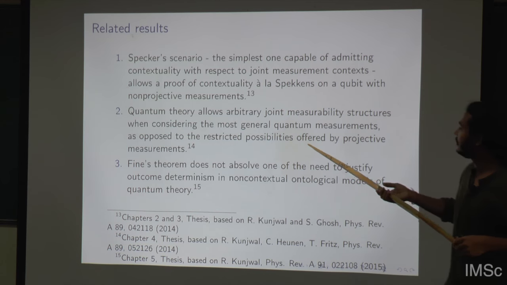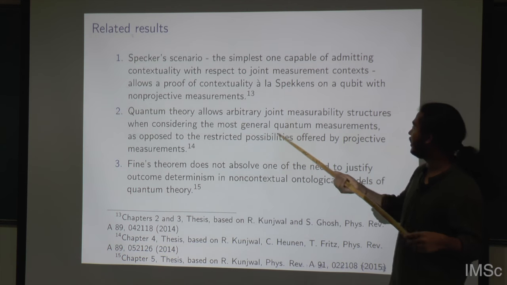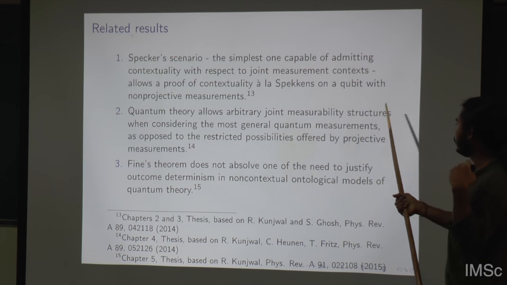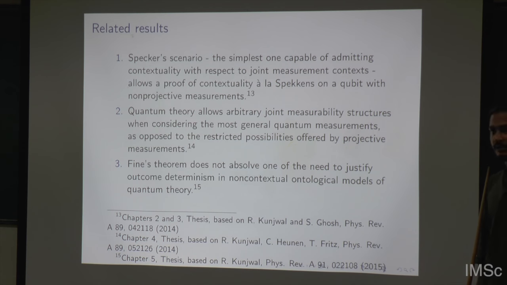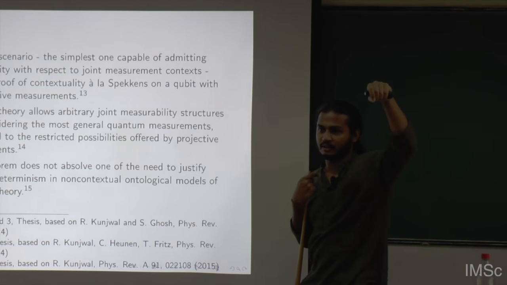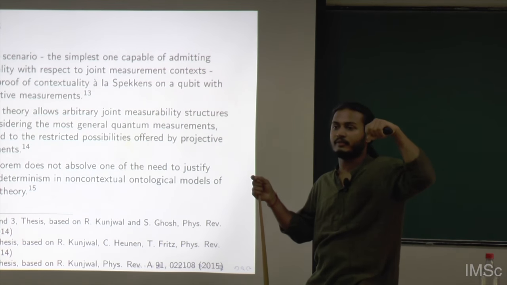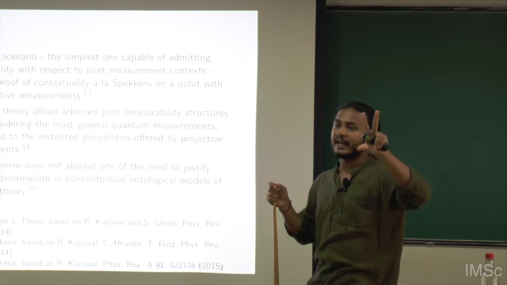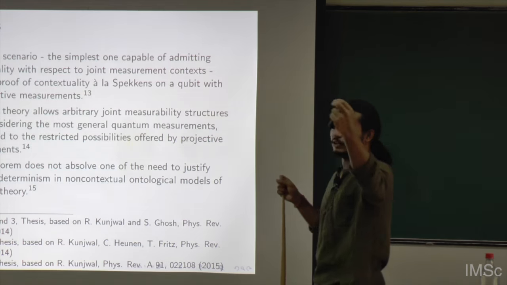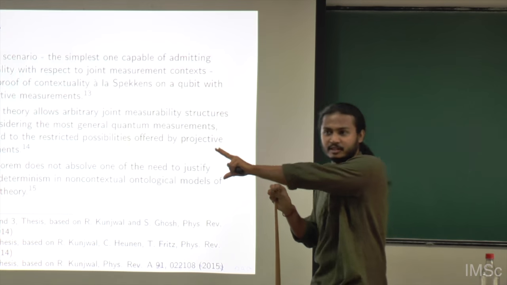Another result which I really like is one where we showed that quantum theory allows arbitrary joint measurability relations between measurements. By general measurements, I mean POVMs. For projective measurements, consider the joint measurability relations, by which I mean which observables are jointly measurable with which observables. If you draw a graph, the nodes of the graph are observables, and the edges are joint measurability relations. An edge between two nodes says that those observables are jointly measurable. Then all graphs admit a representation in terms of projective measurements. And the converse is also true: the relations between projective measurements can be represented by graphs.